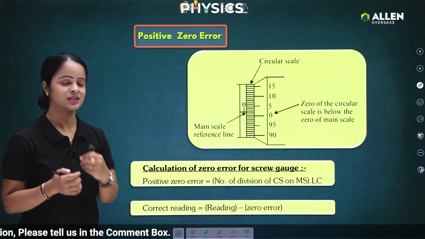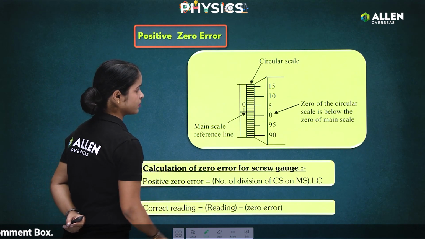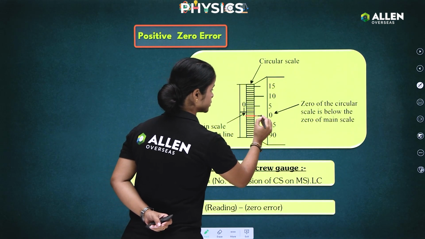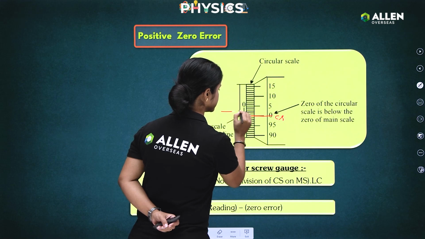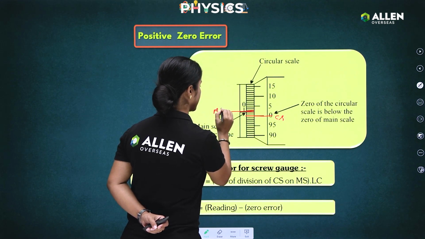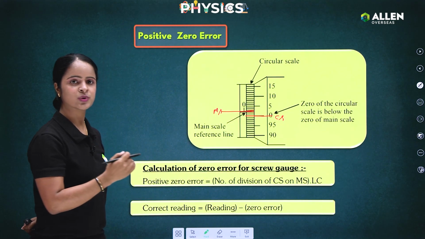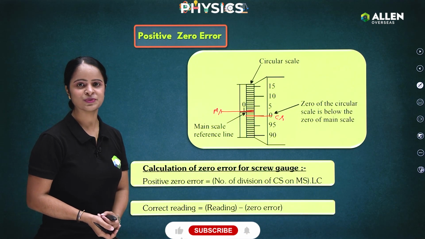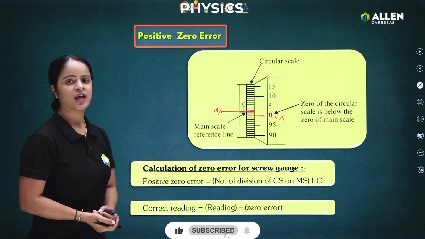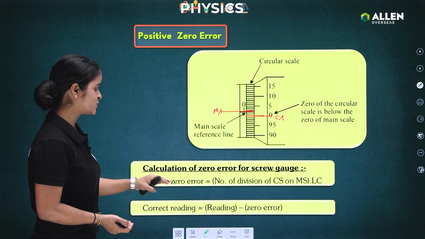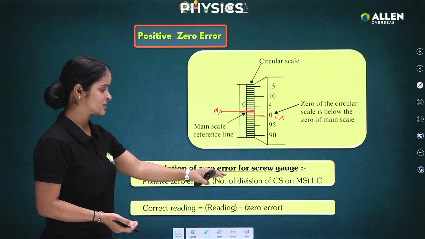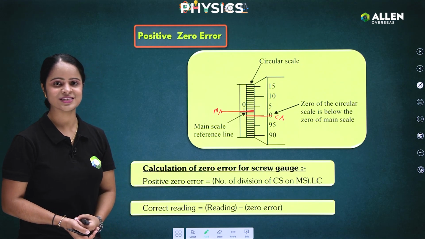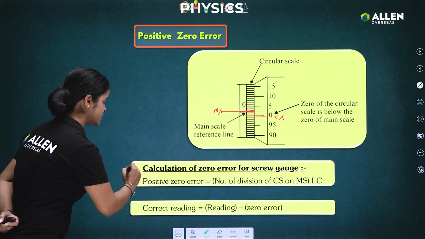First thing. Now the second thing that you are going to observe here: zero of circular scale is below the zero of main scale. This is zero of circular scale and this is zero of main scale. You can see zero of circular scale is below the zero of main scale. In the next point, what is your aim? Your aim is to find this positive zero error. Here is the formula also: positive zero error is equal to number of divisions of circular scale on main scale into least count.